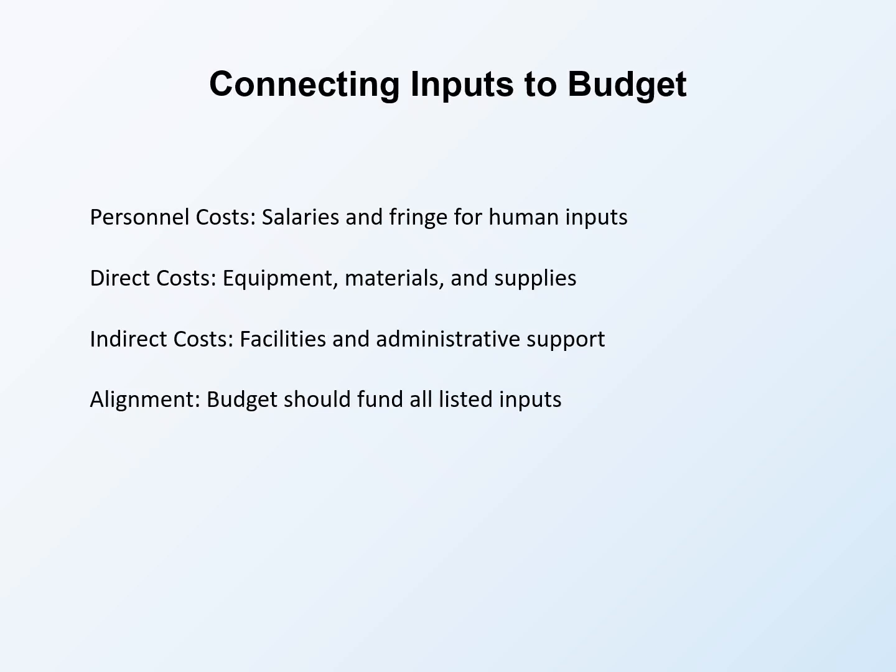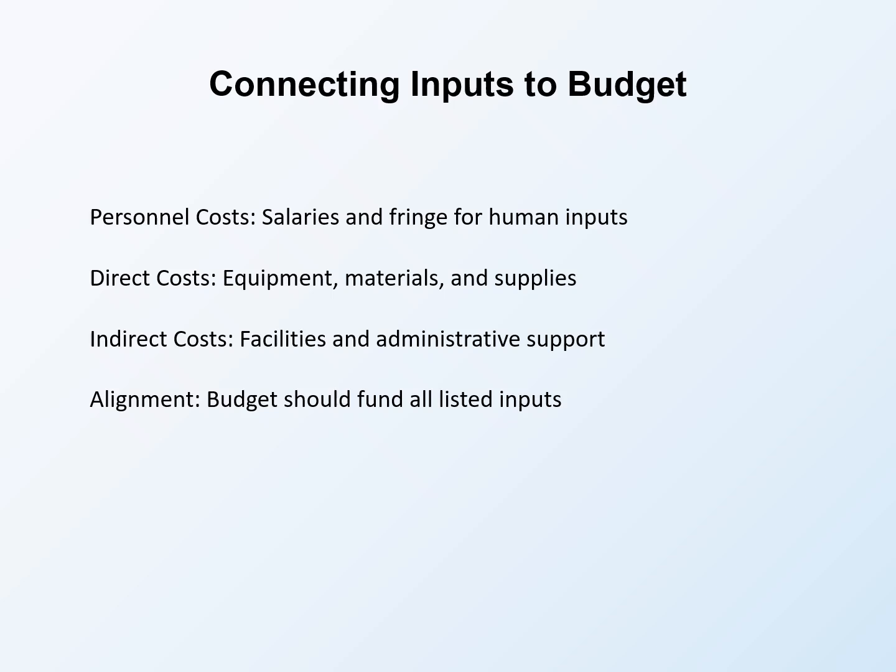Inputs connect directly to budget development, creating a critical alignment that reviewers examine carefully. Every input should appear somewhere in your budget, and every budget line should connect to an input in your logic model. Personnel costs fund your human inputs through salary and benefit allocations.